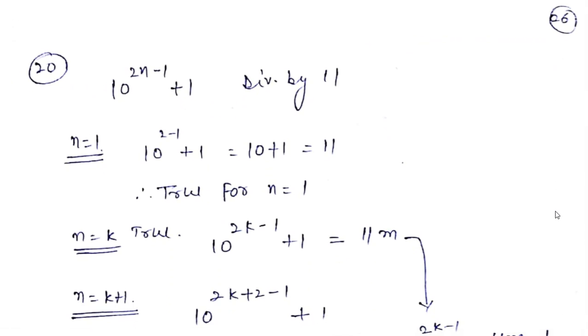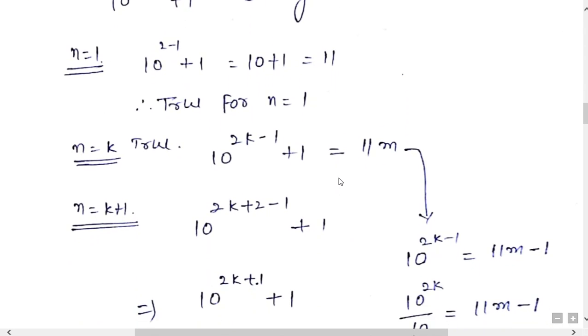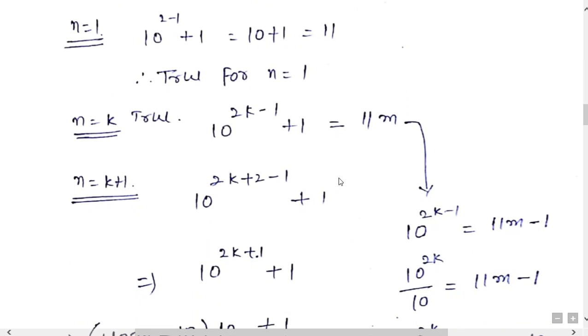Question number 20. 10 raised to power (2n minus 1) plus 1 is divisible by 11. Insert n is equal to 1. It means 10 raised to power 1 plus 1, it's 11. It means true for n is equal to 1. Then insert n is equal to k and let it be 11m. Now this point is important. Try to calculate some value.